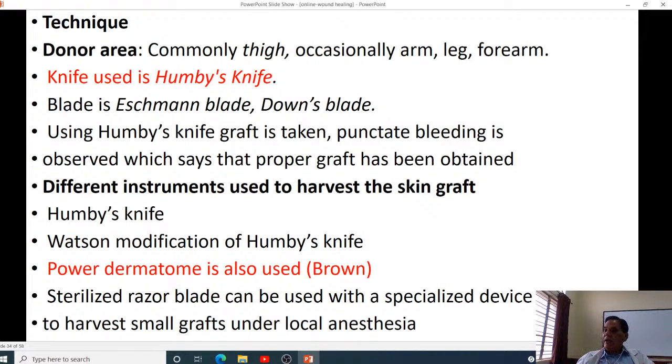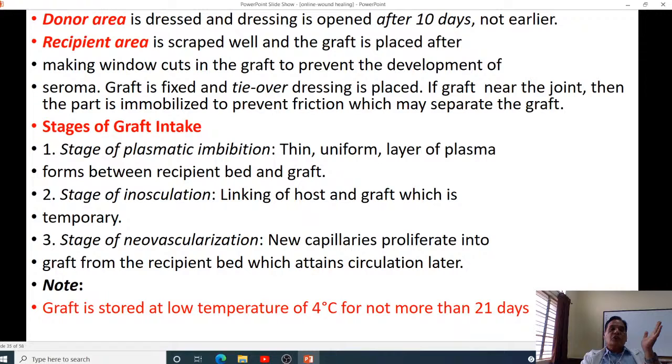Technique: usually removed by what is called a Humby's knife. There are different blades called Down's blade. Different instruments are used to cover the skin graft, Watson, and nowadays we are using power dermatome. So the donor area is dressed and dressing removed after 10 days. Recipient area: first graft, scraped and graft placed, and they have to be dressed separately.